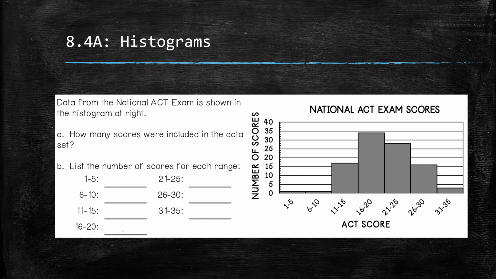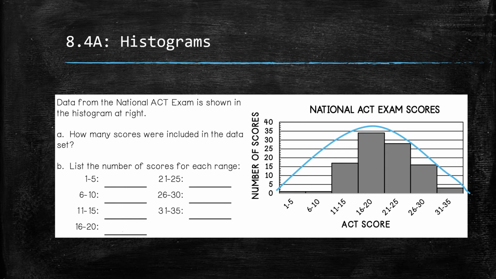So here we have a histogram, and it's based on data from the National ACT exam, which is an exam that you may take when you're in high school. It's just like the SAT. It's an entrance exam into college. So when I'm looking at my histogram, first thing I notice is that it makes a nice bell-shaped curve, and it's symmetric.